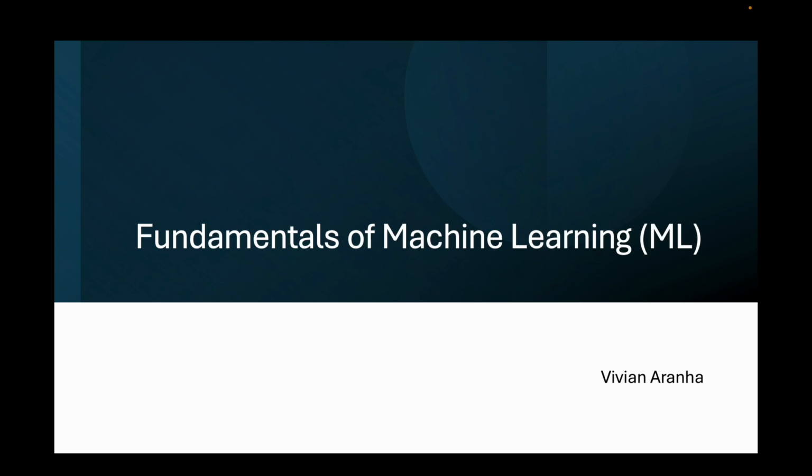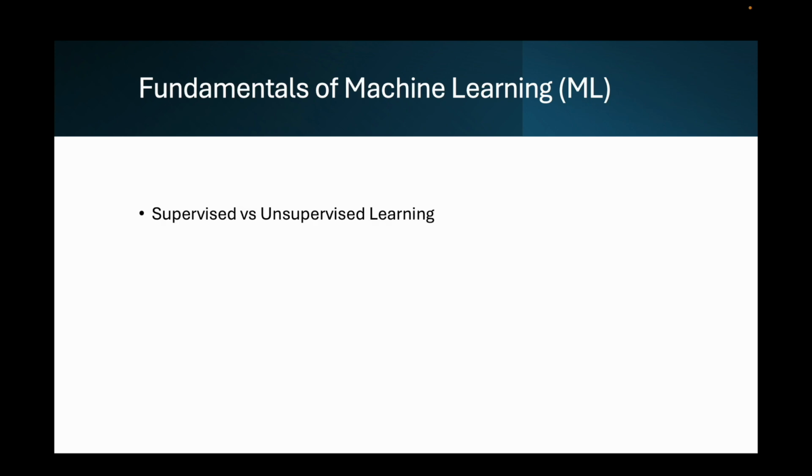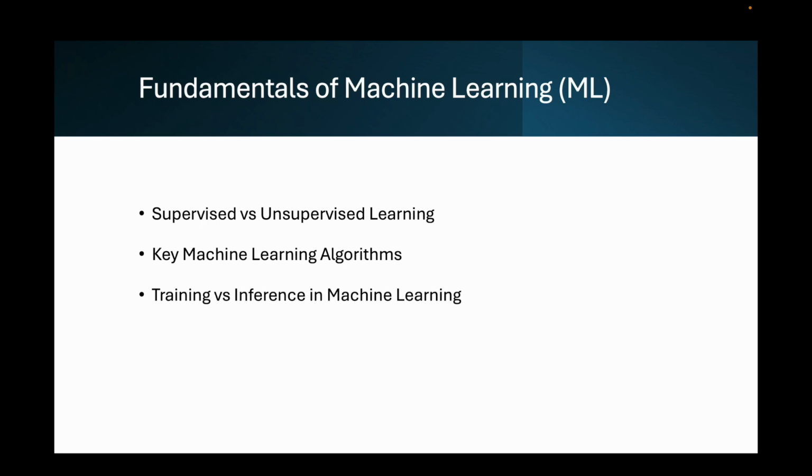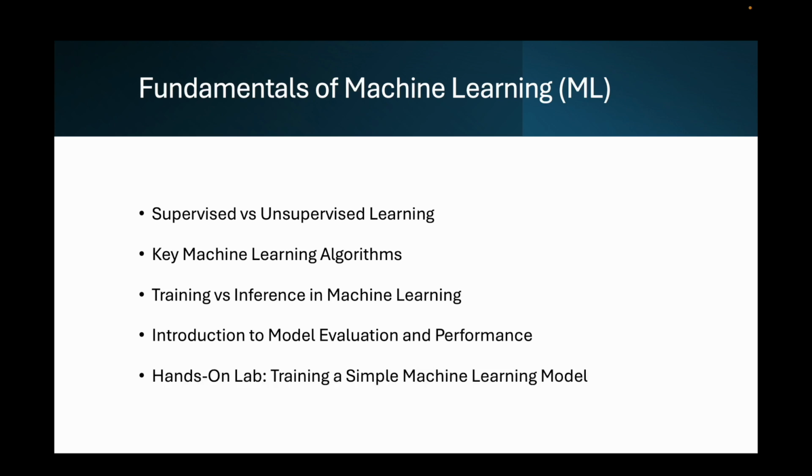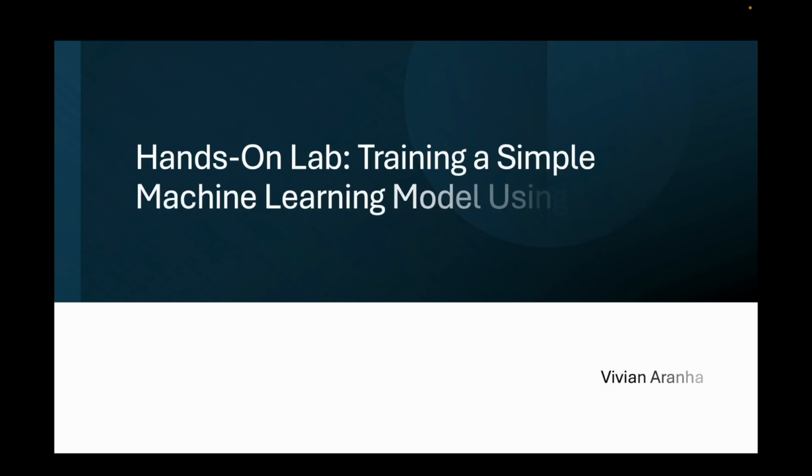The topics that we will cover include supervised versus unsupervised learning, key machine learning algorithms, training versus inference in machine learning, introduction to model evaluation and performance, and finally, we'll do a hands-on lab. We'll be training a simple machine learning model. So let's get started. Hands-on lab: training a simple machine learning model using AWS SageMaker.